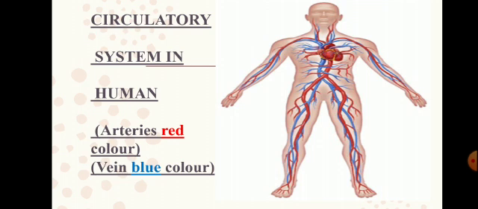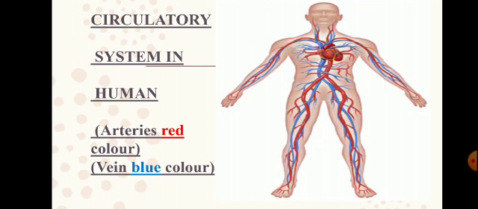Veins have thin walls and blood flows at low pressure through the veins. Therefore, veins have valves, whereas arteries have no valves. Veins have valves which allow the blood to flow in one direction and prevent the backflow of blood in veins. Usually veins carry deoxygenated blood and arteries carry oxygenated blood. But the pulmonary vein, which is connected to the left atrium of the heart, carries oxygenated blood from the lungs to the heart.